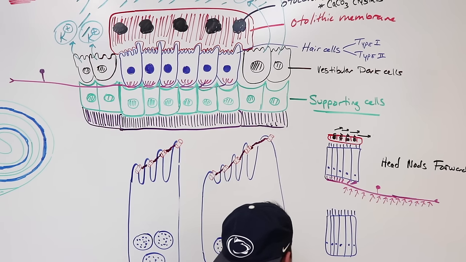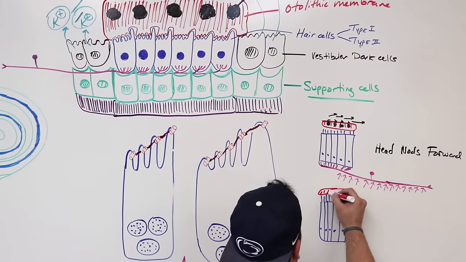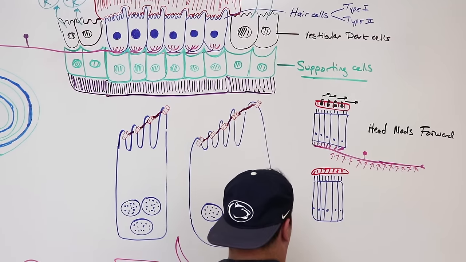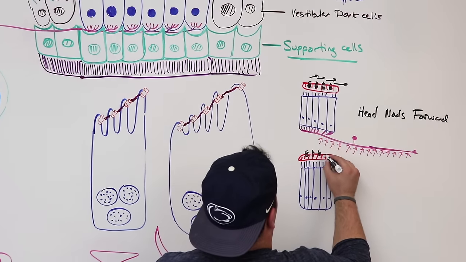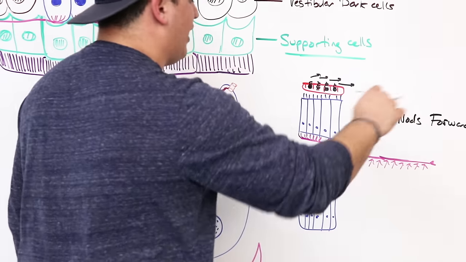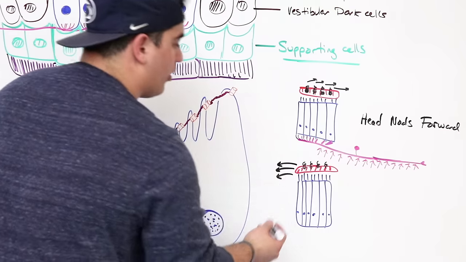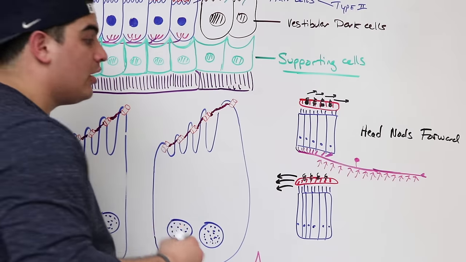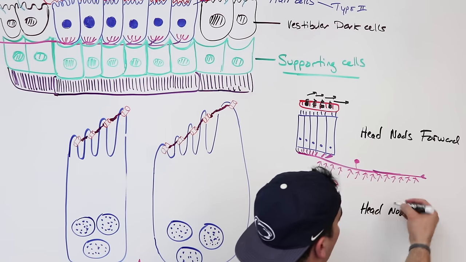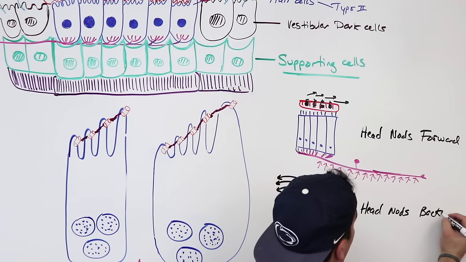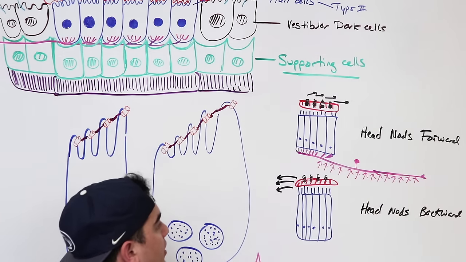All right. And then again, above this is going to be the otolithic membrane. And a component of the otolithic membrane is going to be the calcium carbonate crystals, or the otoconia. If you all of a sudden accelerate, the otoconia are going to pull the otolithic membrane backwards. So let's say that your head nods or moves backward. It'll actually pull the otolithic membrane backwards.